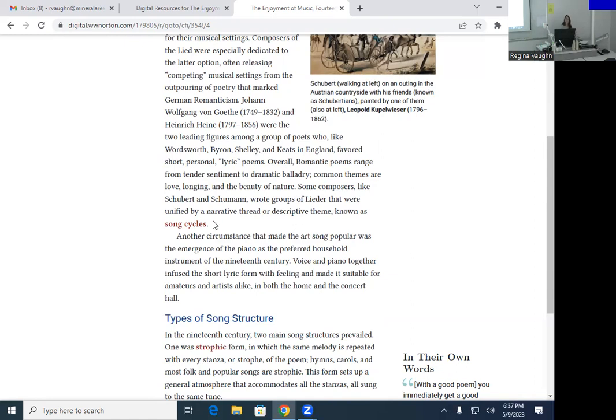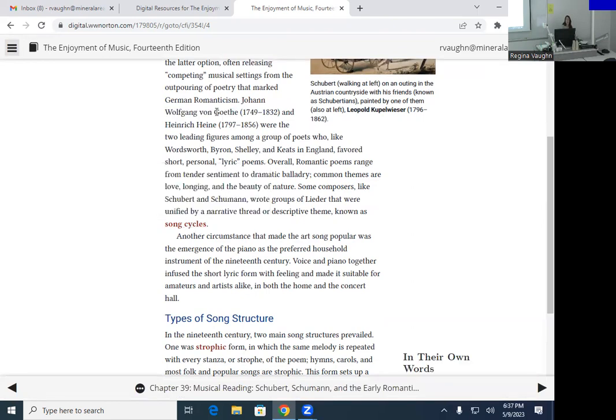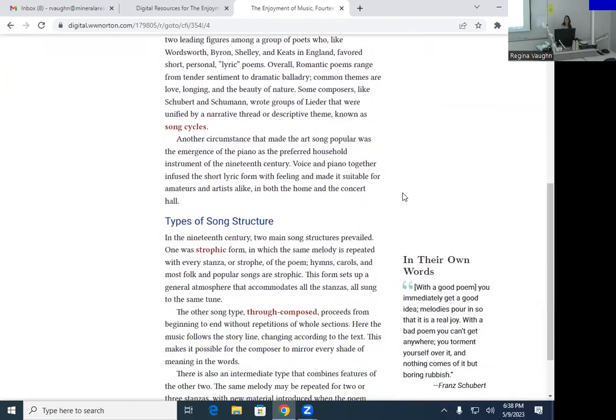If you wrote a set of lieder that were all by Goethe, you could write a song cycle, because since all the texts were by Goethe, that would unify all those songs into the same cycle. Or you could write a set of lieder that were all about nature, but not necessarily all from the same poet, and then it would be unified because of the subject matter. You could unify song cycles in different ways.